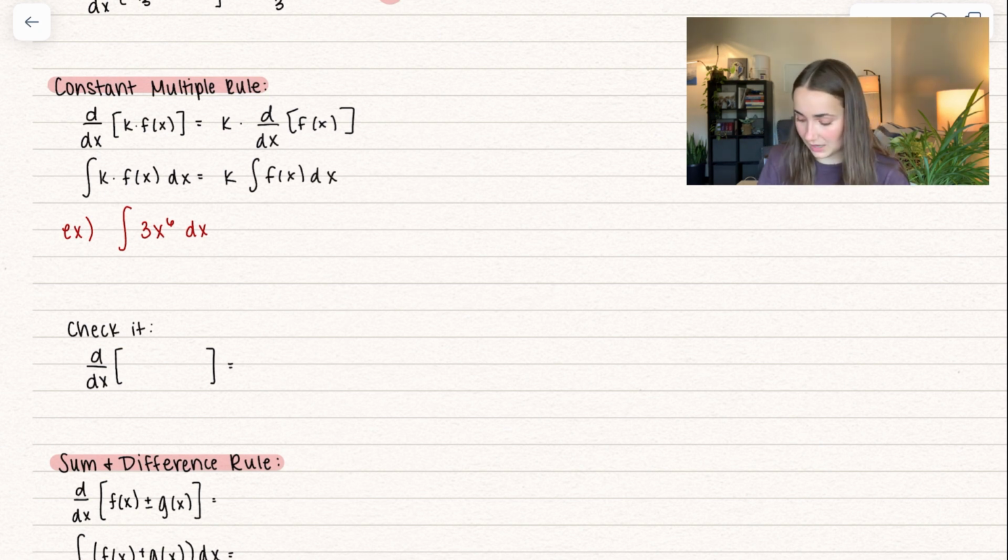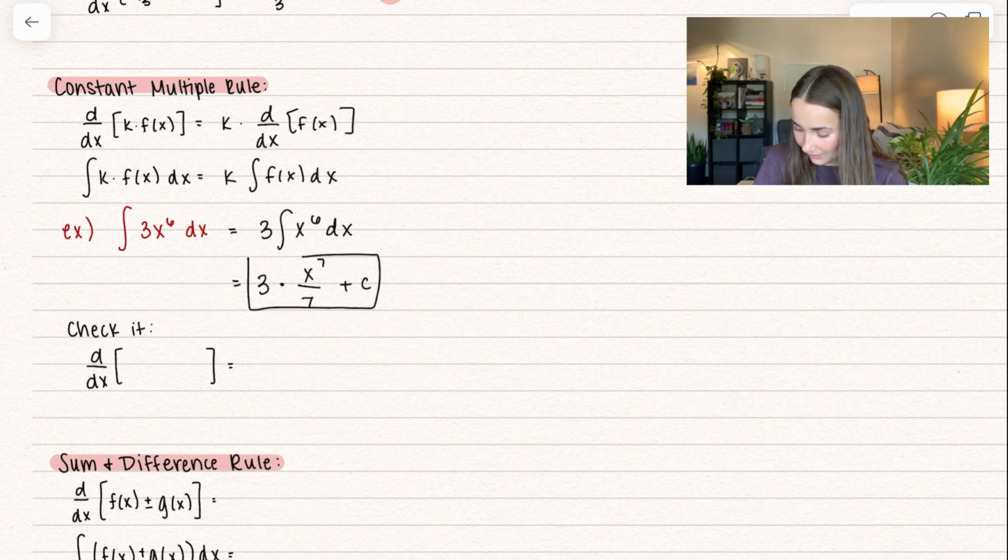Here we have the integral of 3x to the power of 6. So what we're going to go ahead and do is bring out that 3, and then we have the integral of x to the power of 6 dx. So now we can use that rule that we just learned. So the 3 stays out front, and now we can use power rule. So I add 1 to the exponent. 6 plus 1 is equal to 7. I divide by that new exponent, and then I add on some constant c. And this right here is our final solution.